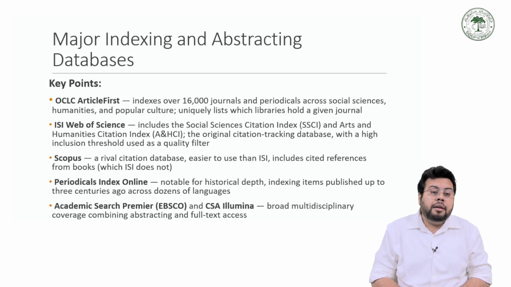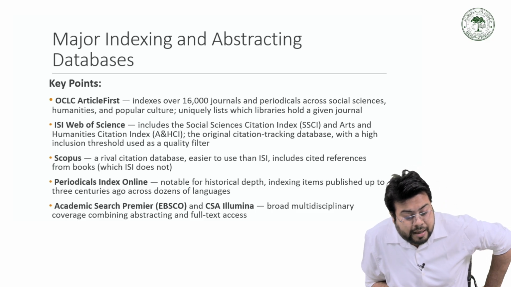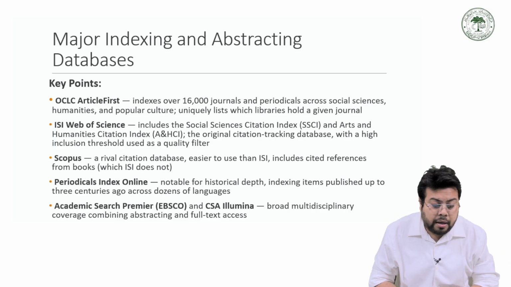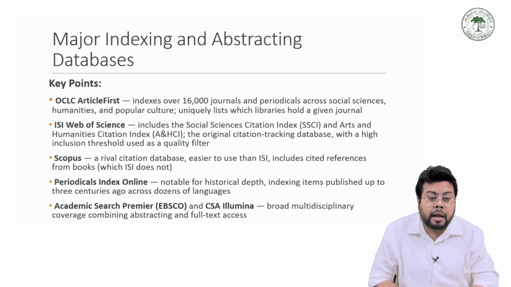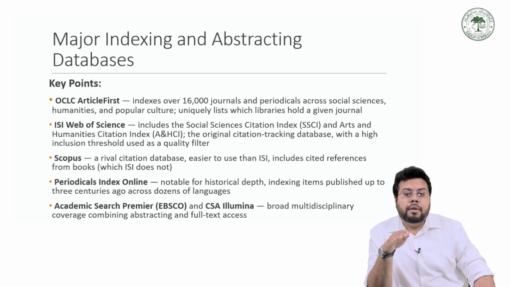Major indexing and abstracting databases include OCLC ArticleFirst, ISI Web of Science, Scopus, Periodical Index Online, and Academic Search Premier, which is also known as EBSCO, and CSA Illumina. I'm not asking you to memorize every name on this slide as if it's a vocabulary list, right? What I want you to take away is a sense of what each database is good for, so that when you are stuck, you know where to turn, right?